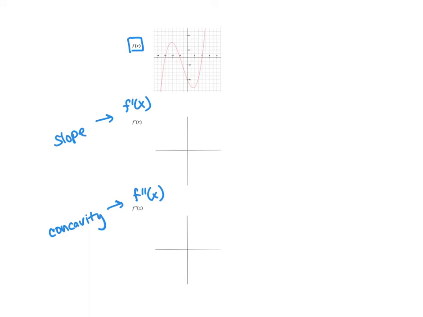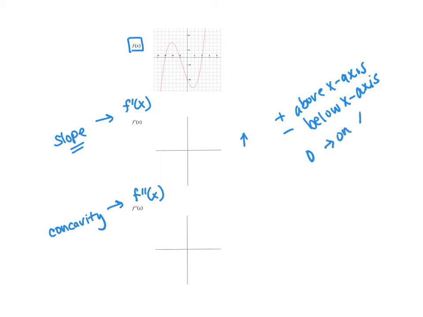So let's first take a look at the function here. We're trying to graph slope. What we know about slope is that slope can be positive or slope can be negative. Because we're graphing the slope, if the slope is positive, it will need to be above the x-axis. If the slope is negative, it's going to be below the x-axis. If the slope is 0, it has to be on the x-axis.